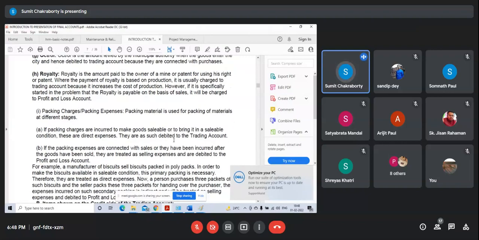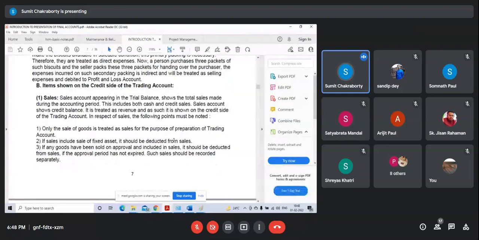Items that should be shown on the credit side of the trading account. Sales account appearing in the trial balance shows the total sales made during the accounting period, both cash and credit sales. Sales account shows a credit balance and it is treated as revenue, and as such it is shown on the credit side of the trading account.